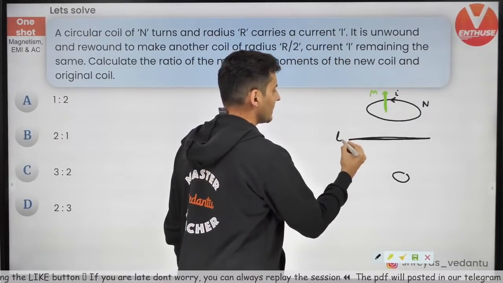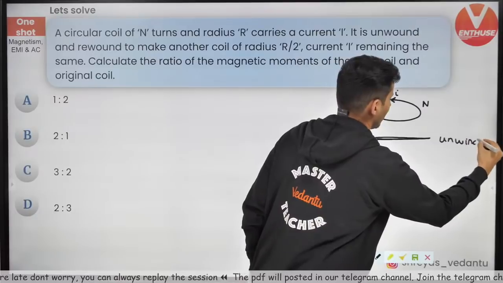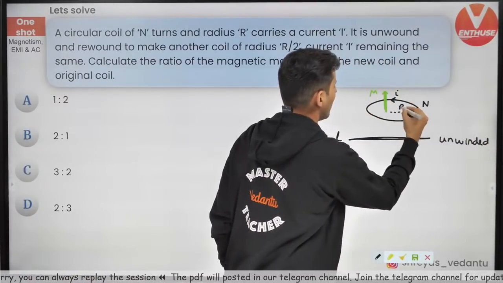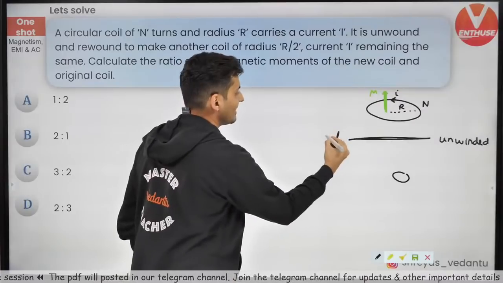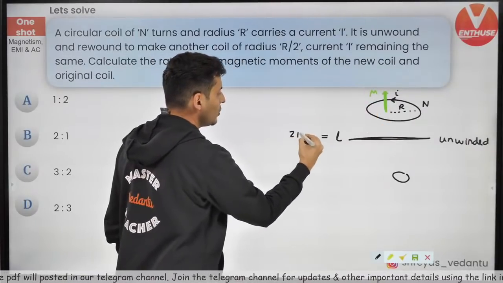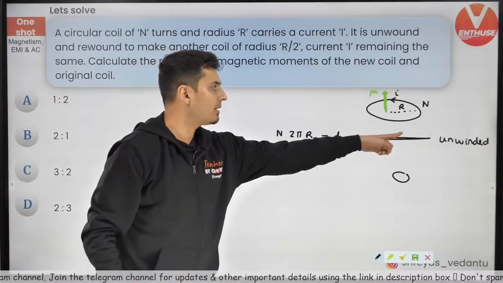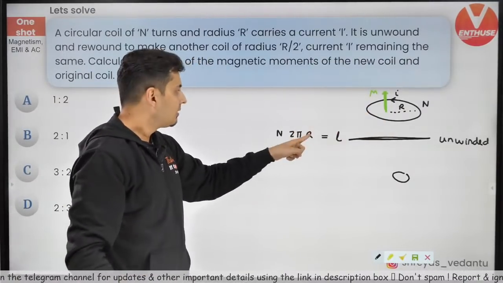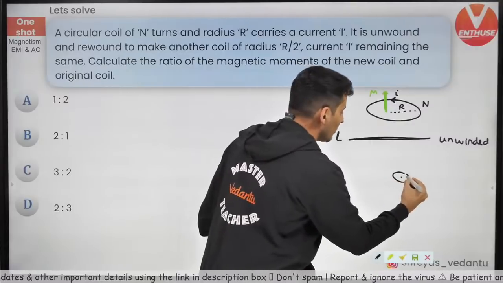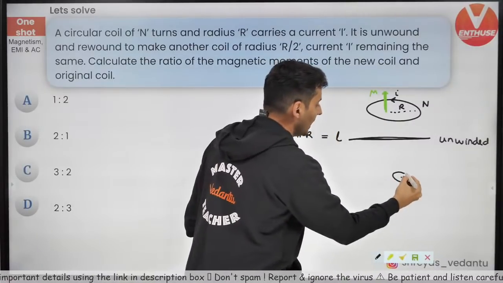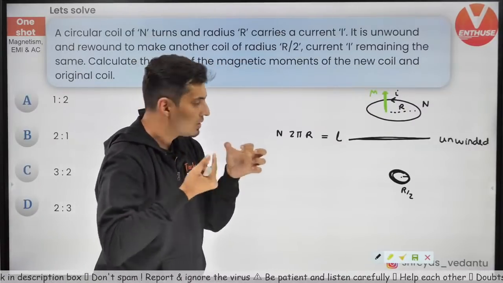Now one thing is clear. When you unwind it, the radius was r, so the perimeter of that wire, the total length of that wire, will be 2 pi r, which is the circumference, into n turns. When you make it into a smaller circle of radius r by 2, the number of turns will increase, because you have made the coil smaller in radius.